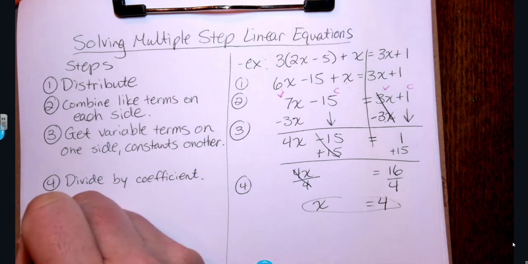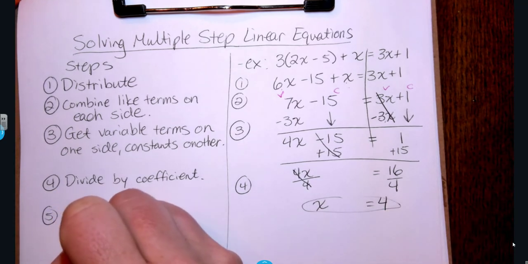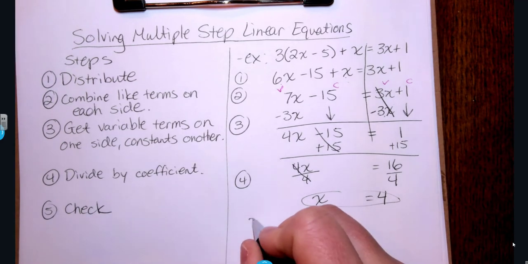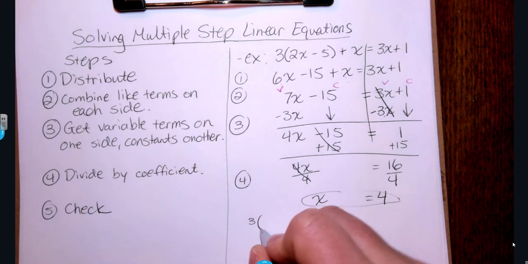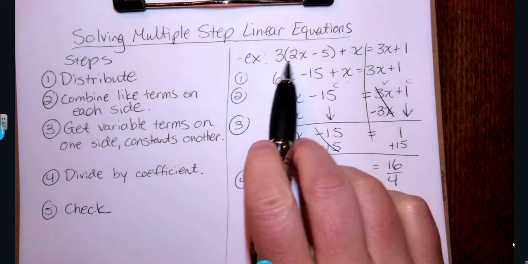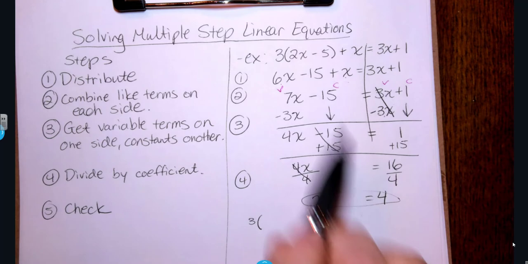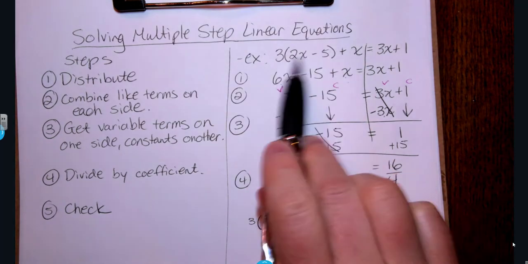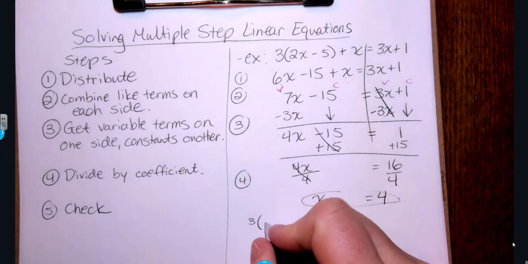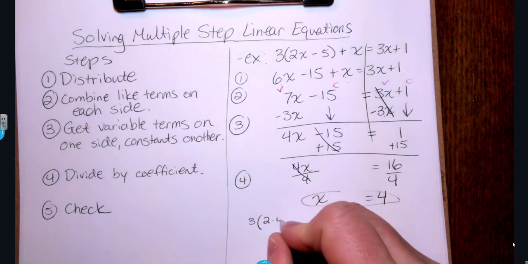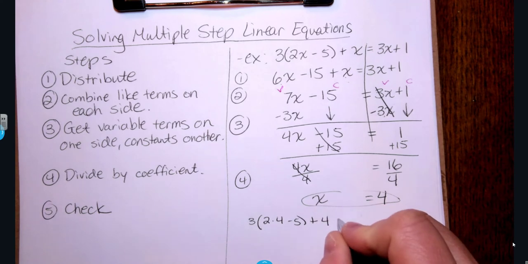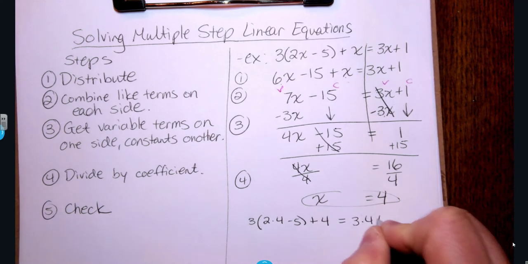I'm going to add a step 5. It's always a good idea to do a check. So let's do that to this equation. I'm going to go back up to my original equation. Every time I see an x, I'm going to plug in 4. If I work this out on this side and on the right side, I should get the same thing. So 3(2 times 4 minus 5) plus 4 should equal 3 times 4 plus 1.